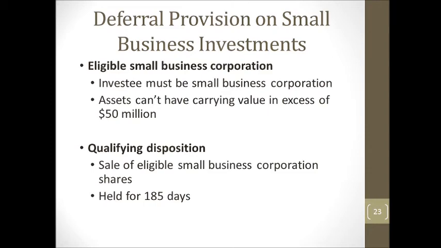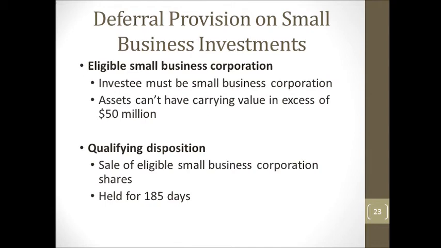Let's first talk about what is an eligible small business corporation. Well, an eligible small business corporation is a CCPC where 1. Greater than 90% of the fair market value of the assets are used to carry on an active business in Canada, and 2. The carrying value of the corporation's assets is not in excess of $50 million. So both of those conditions have to be met for this CCPC in order for it to be classified as an eligible small business corporation.